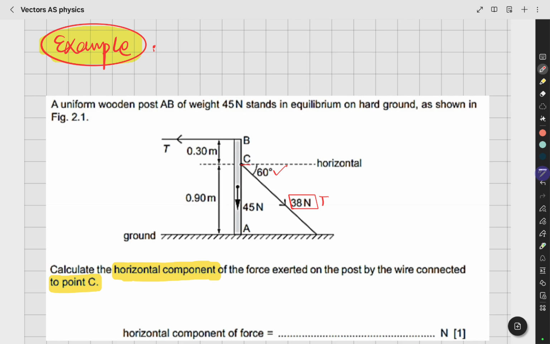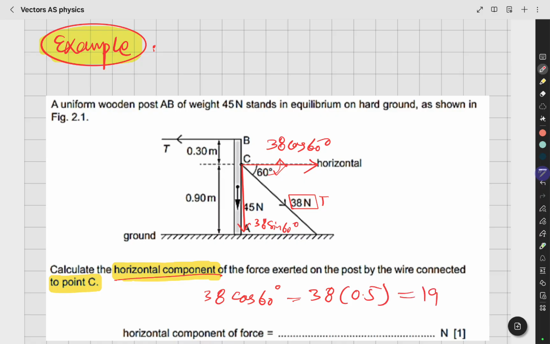Okay, so let's resolve it. When you resolve this, adjacent to the angle is horizontal, so this is 38 cos 60, and the vertical one will be 38 sine 60. As they're asking only for the horizontal, we say it is 38 cos 60, and cos 60 is 0.5, so it is 19. So your answer is 19 Newton.